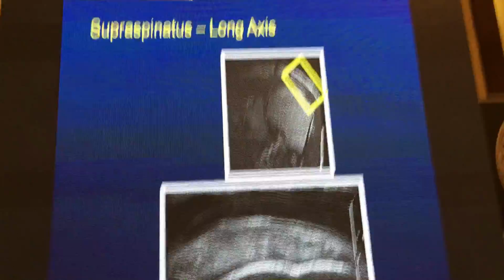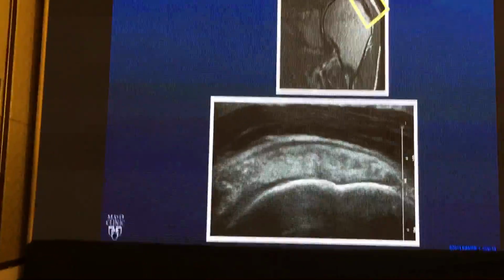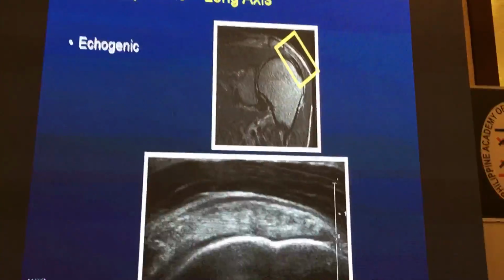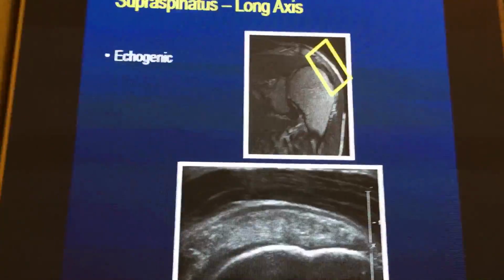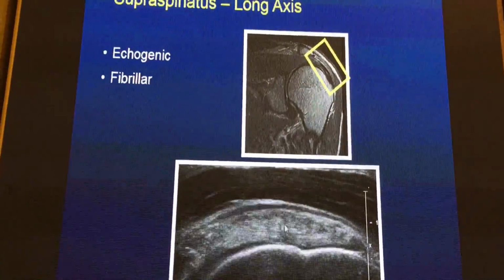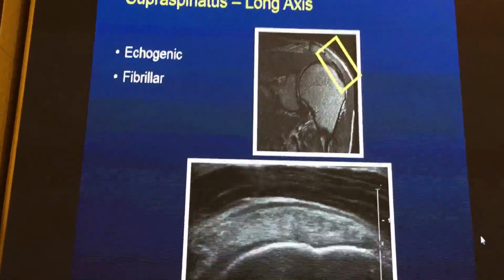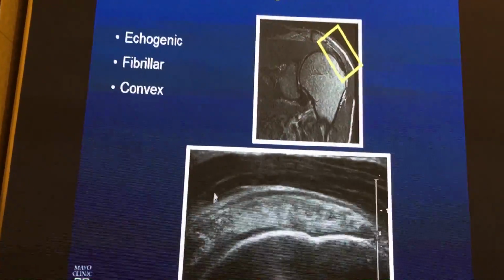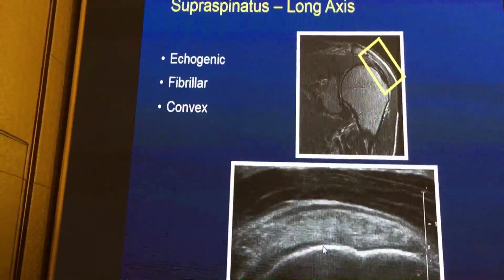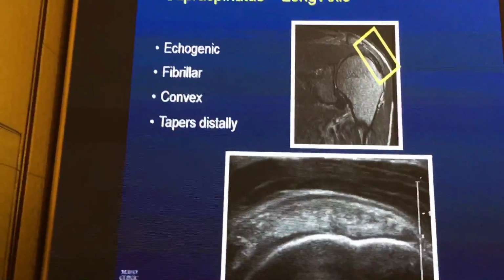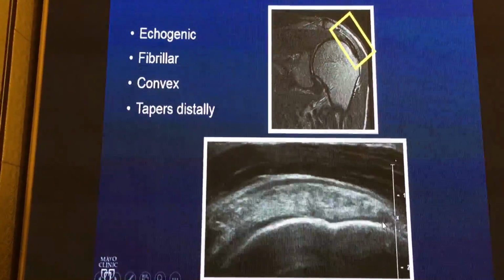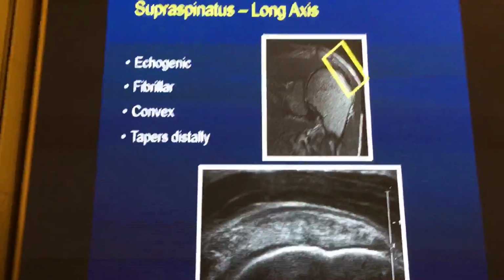So we'll move on to the supraspinatus, and what I'm going to talk about in the supraspinatus really works for all of your rotator cuff. So a normal rotator cuff tendon, or supraspinatus tendon, is going to be very hyperechoic or echogenic. So right here you can see how nice and hyperechoic it is. It's fibrillar, so it's rope-like. It's convex on its superior and inferior surfaces because it's running over the top of your humeral head. It tapers distally in the long axis, so as you come out, they call this the bird's beak, so you can see how it gets narrower as it comes out distally.